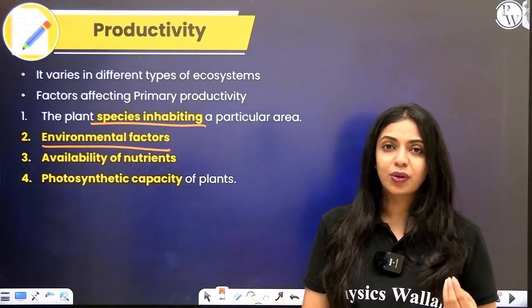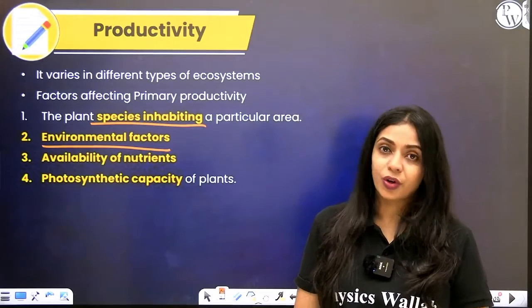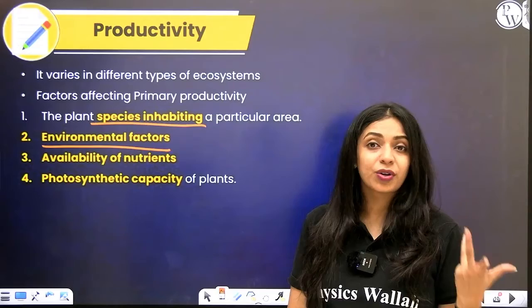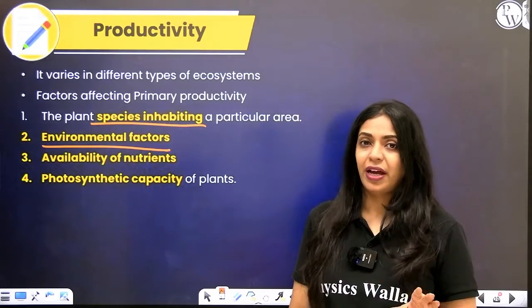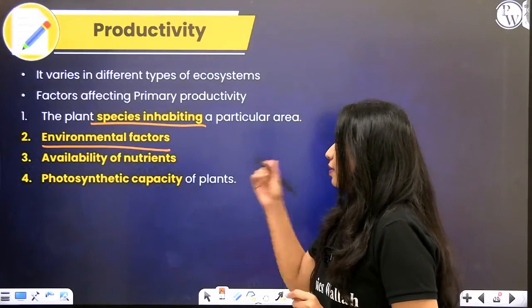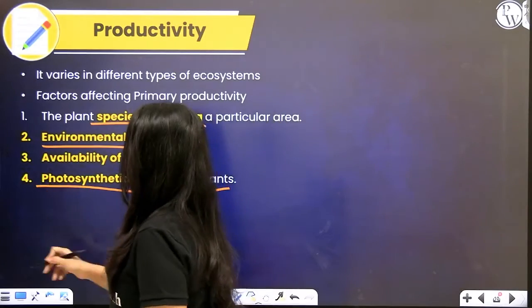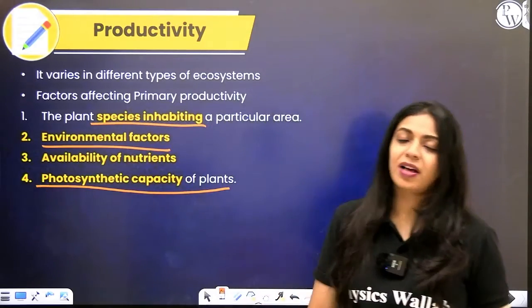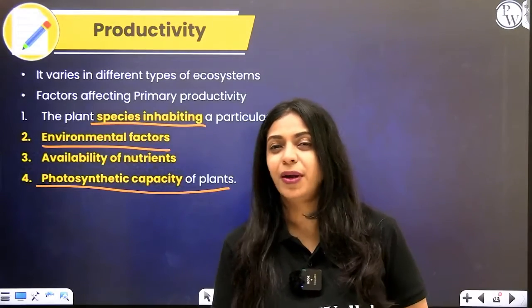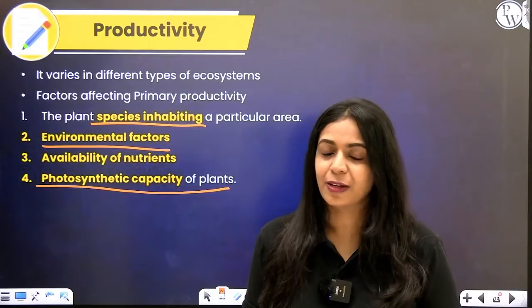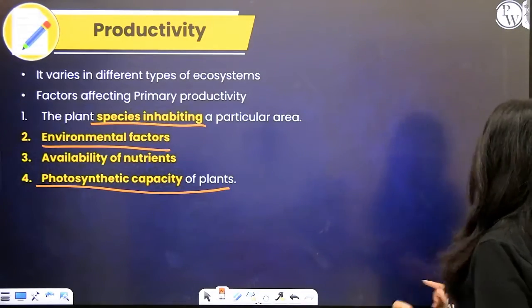Environmental factors could include the nutrients in the soil, the water that is available for the plant, the temperature around the plant, and the humidity level. All of that will matter. All right, availability of nutrients also, and photosynthetic capacity of plants, like I already mentioned, different plants have different photosynthetic capacities. Depending upon that, the productivity of a particular ecosystem will vary. So it's important for you to remember all of these factors.